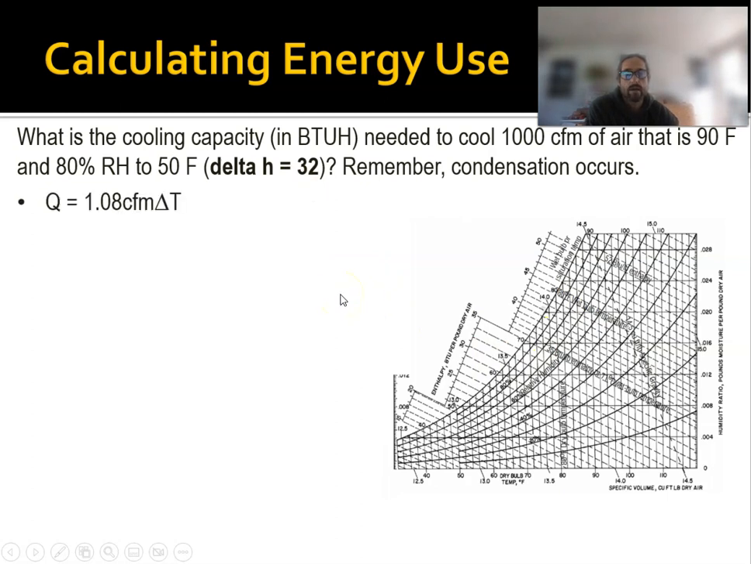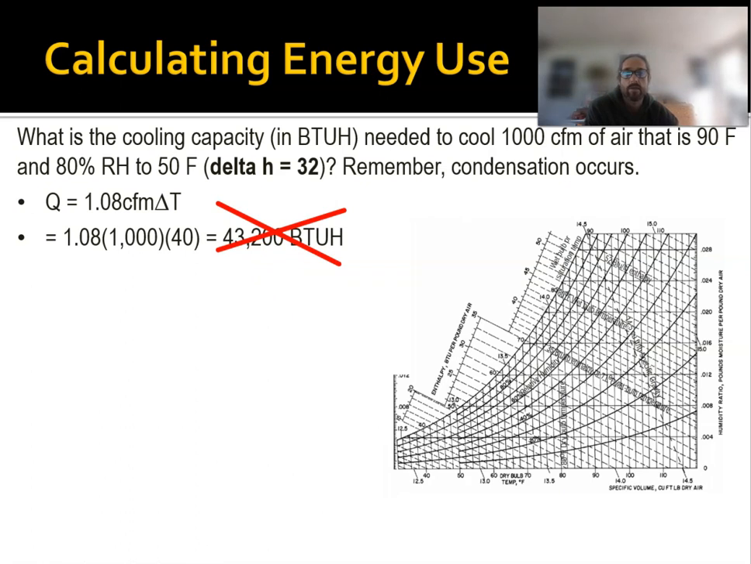So let's calculate, if we ignored condensation and we ignored enthalpy, how would we calculate it, right? So we have 1,000 CFM, we go from 90 to 50. So if we calculate that, that's about 43,000 BTUs per hour. Okay, but that's actually, you can't do that. And here's why.